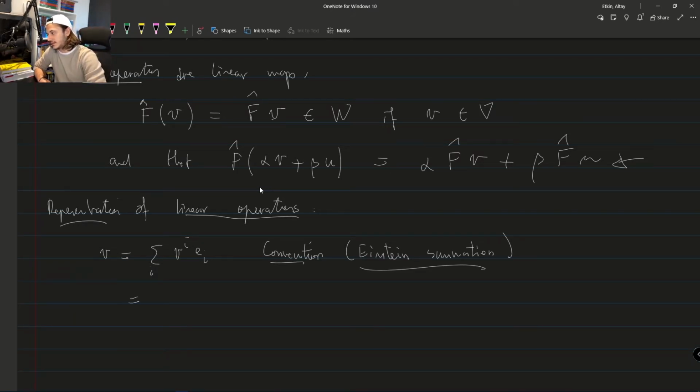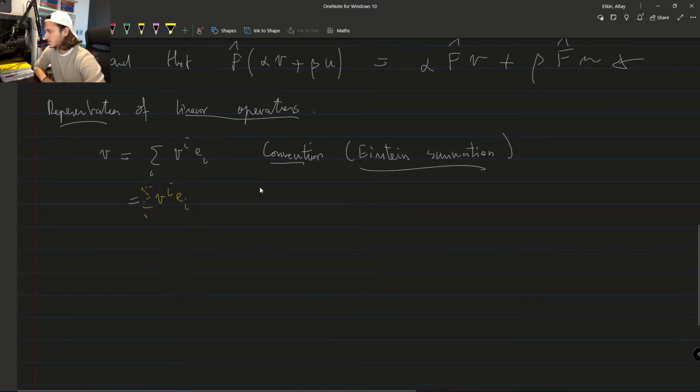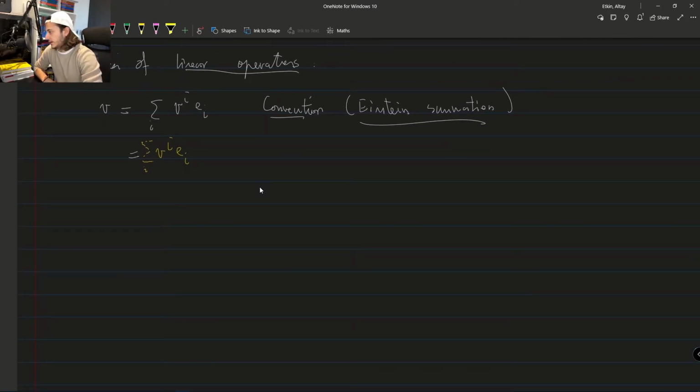The idea is that you can basically just assume there is a summation already present. So whenever you see two repeated indices, it means a summation is implied. And so we can basically remove the summation sign just for simplicity of the equations, because otherwise it gets really, really complicated. And so we get v equals v^i e_i.